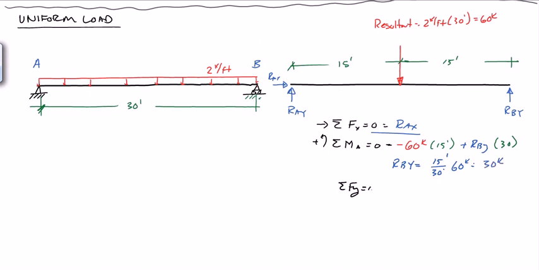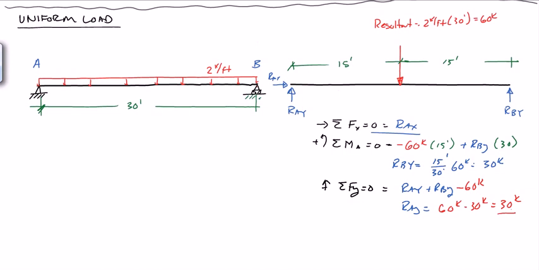Sum of the forces in the y direction equals 0, up being positive. We get RAY plus RBY minus 60 kips. Of course, that gives us RAY is equal to 60 kips minus 30 kips, which is 30 kips, which we expected as well. So we have our reactions at the two ends.